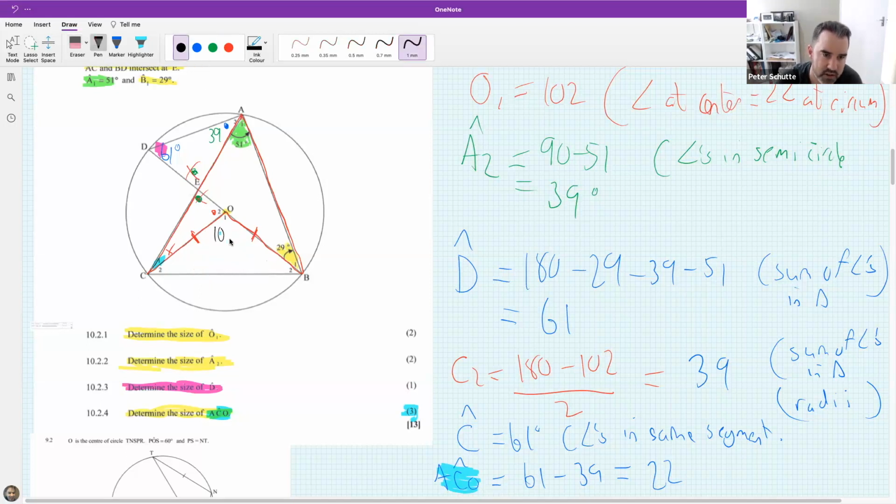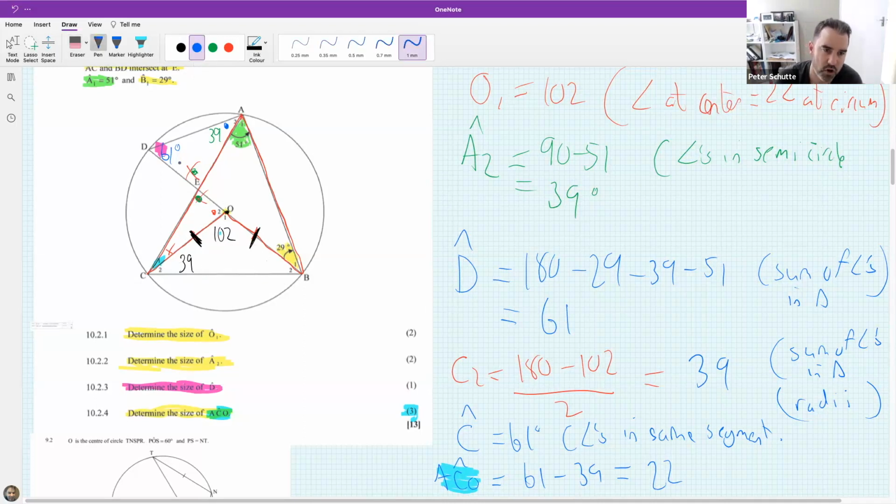Okay, so that was sitting at the beginning. Then I know that these are radii because they're coming from the center of the circle, which means these two angles must be the same. So what I said was 180 minus 102 divided by 2, and I get that's 39 and that's 39. Now I don't actually need the one here, so I'll just leave it out.